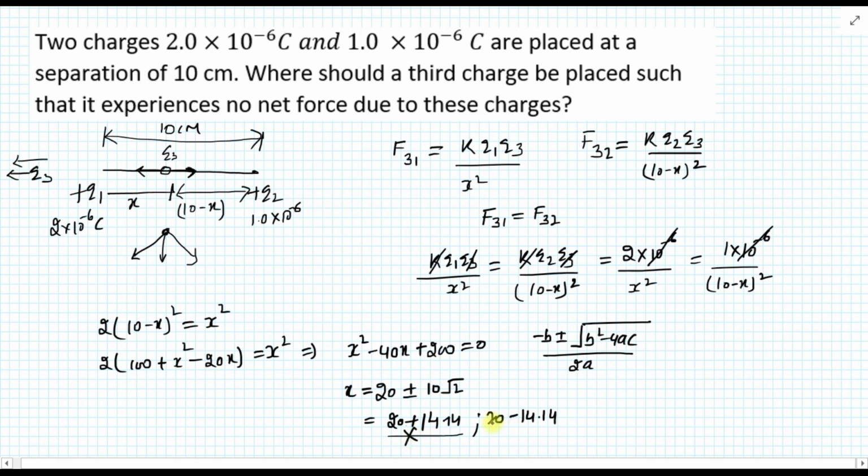So if we see this 20 minus 14.14, this will become 5.86 centimeter from Q1, right? So this 5.86 is lying between these two charges. So this is the correct answer. So this is the solution of this problem.